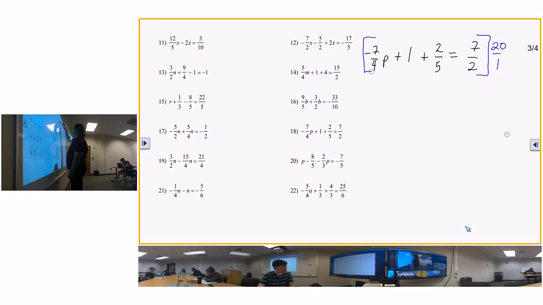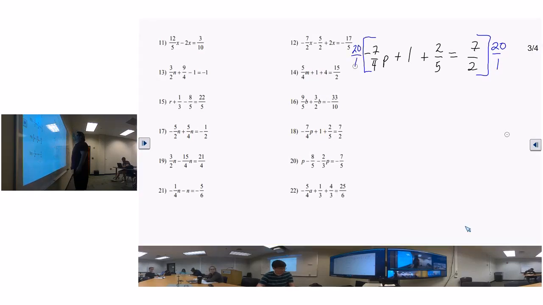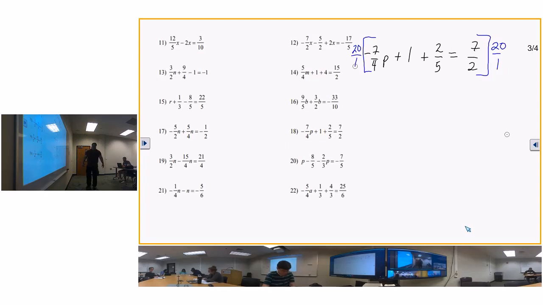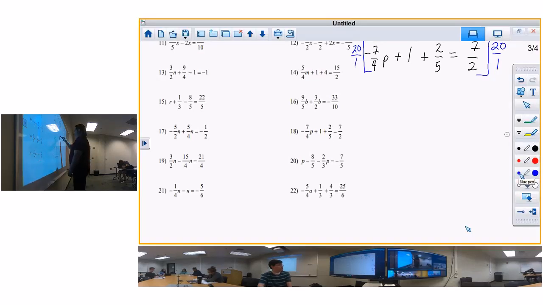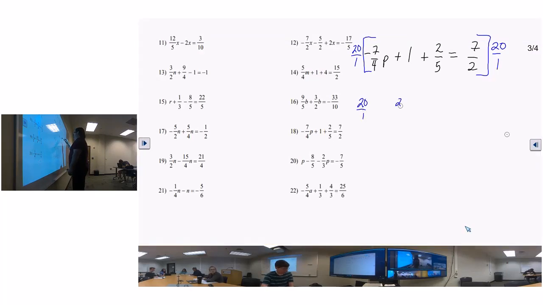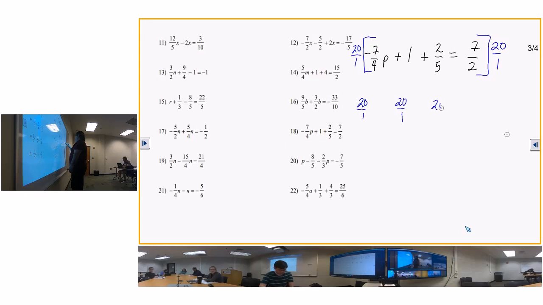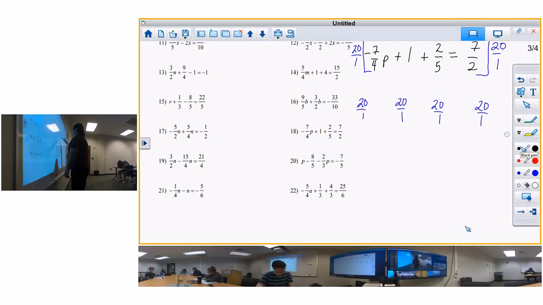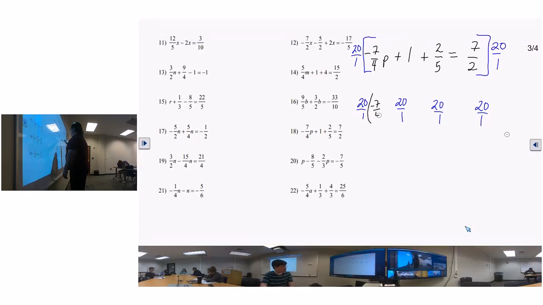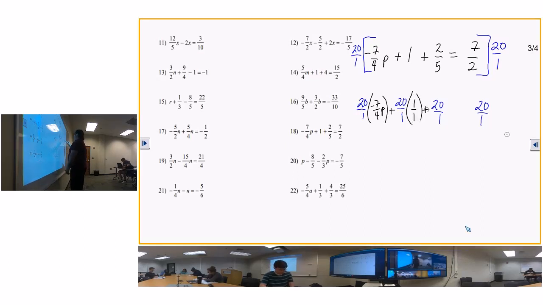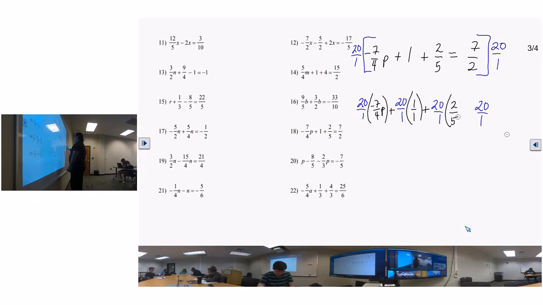And I'm going to put the baby step in there, because I do know that someone has never seen this before, like I told you the first day we did it. So I'm making sure you put the baby step in there so you don't screw it up. So, 20 over 1, 20 over 1, 20 over 1, 20 over 1. Take my black marker, multiply by negative 7 over 4 P, plus 1 over 1, plus 2 over 5, equals 7 over 2.